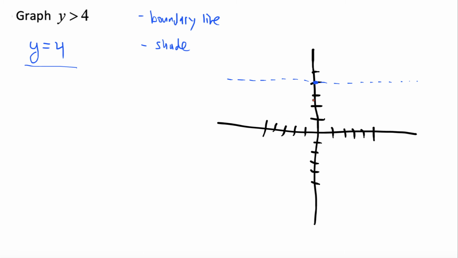What is the y value here? Here y is equal to 3. Here y is equal to 2. y is equal to 1. These values are certainly not greater than 4. Okay, so what we want to do is shade this side.